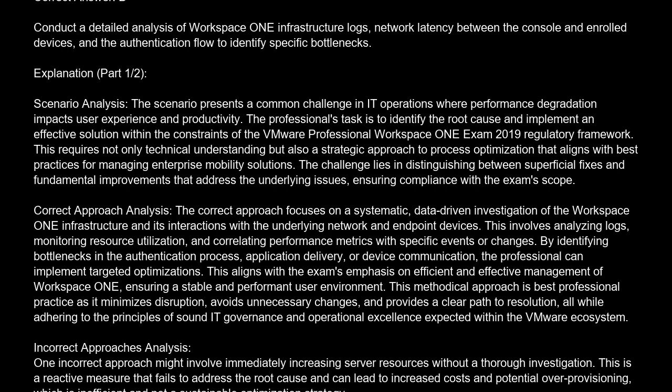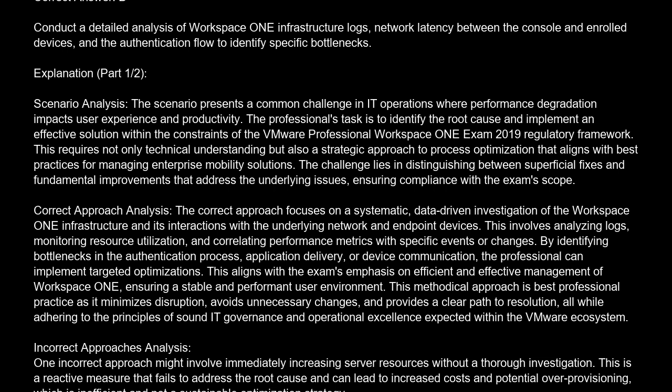Explanation. Scenario analysis. The scenario presents a common challenge in IT operations where performance degradation impacts user experience and productivity. The professional's task is to identify the root cause and implement an effective solution within the constraints of the VMware Professional Workspace ONE Exam 2019 regulatory framework. This requires not only technical understanding, but also a strategic approach to process optimization that aligns with best practices for managing enterprise mobility solutions. The challenge lies in distinguishing between superficial fixes and fundamental improvements that address the underlying issues, ensuring compliance with the exam scope.